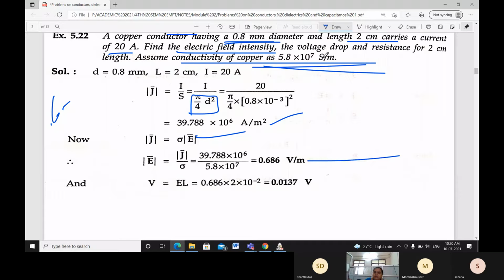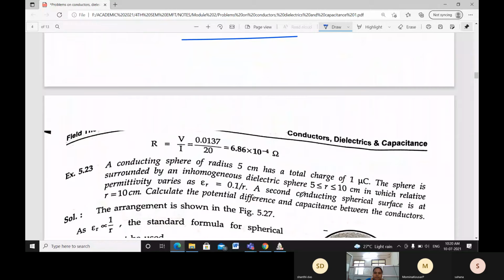Next, the voltage drop we have to calculate. The voltage drop is going to be the electric field intensity times the length. Here the length is given as 2 centimeters, therefore 2 into 10 raised to minus 2. Then you will be getting 0.0137 volts. This is the problem.